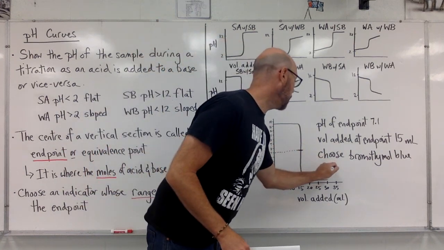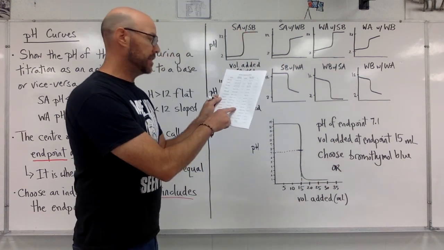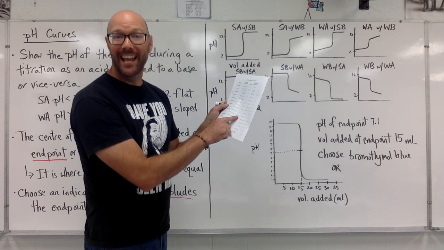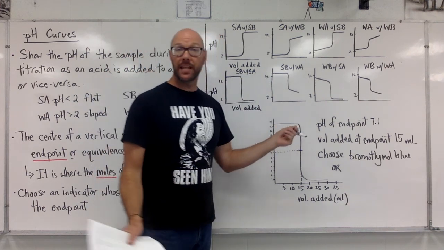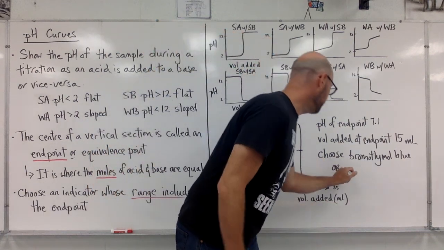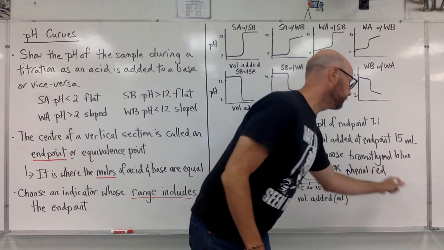I'm going to even say or. Right below bromethymol blue on the table is phenol red. Phenol red says 6.6 to 8. 7.1 is in the range. 7.1 is between 6.6 and 8. So this is phenol red.